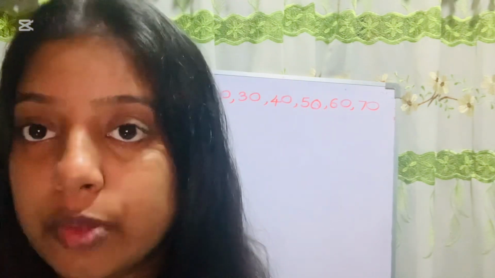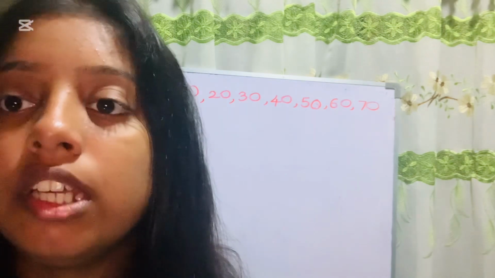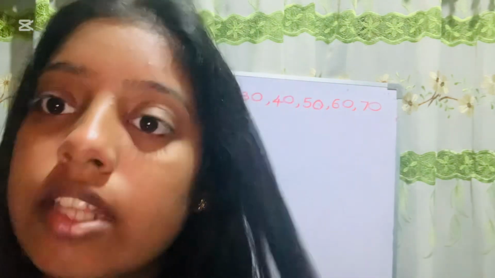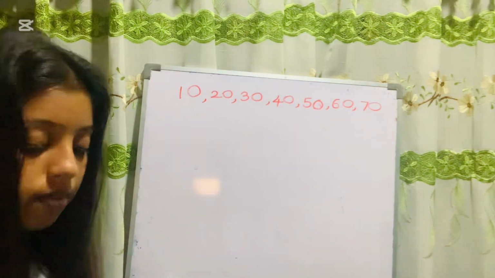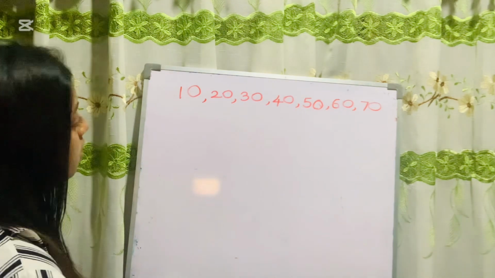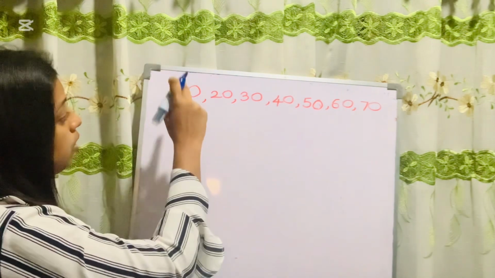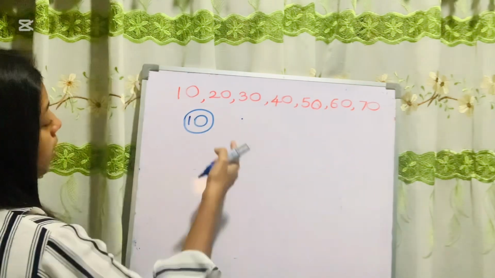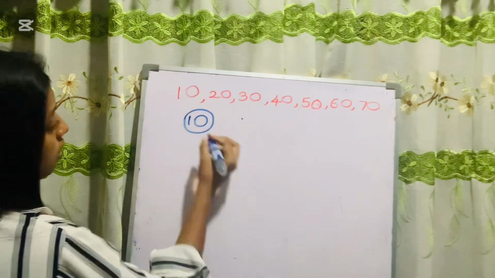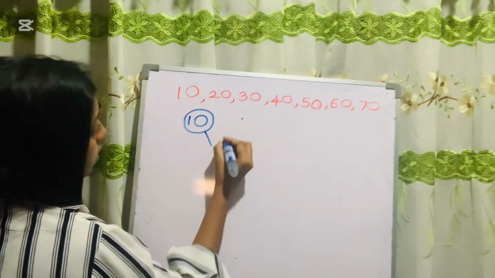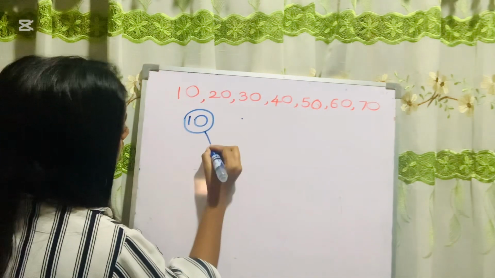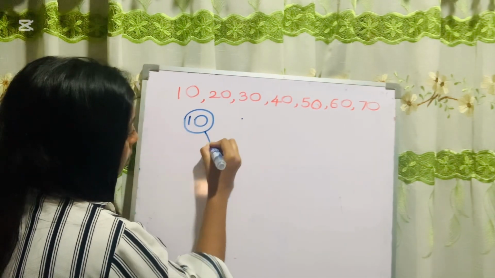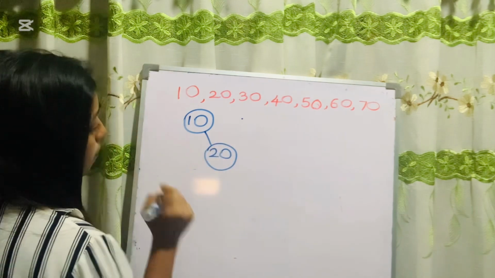Now I will explain how to convert these numbers into a binary search tree. This is done in the same way as before. Firstly, the first element is the root node. 10 is the root node. Then we compare the second element with the first element. 20 we move to the right side because 20 is greater than number 10.